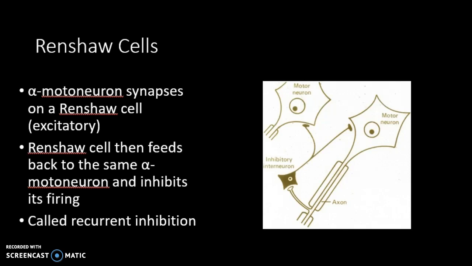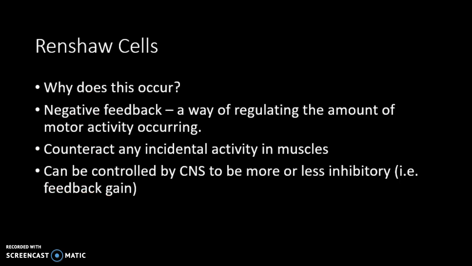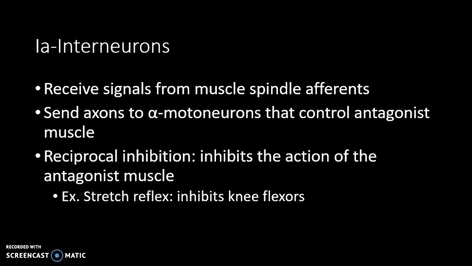and or other alpha motor neurons of the same pool. So they basically say, okay, there's way too much going on here. We should inhibit some of this excitation that is occurring. So why does this occur? I mentioned the negative feedback, which counteracts any incidental activity in muscles, and can be controlled by the CNS to be more or less inhibitory. Again, the feedback gain.